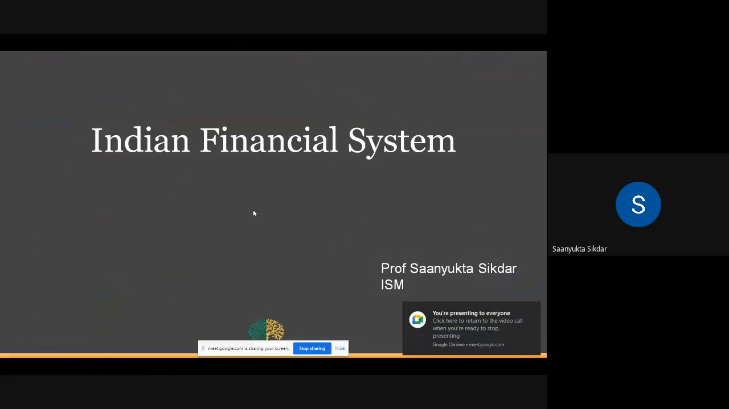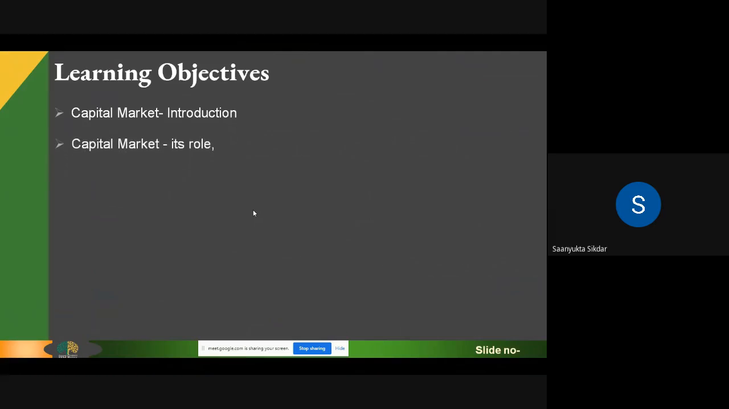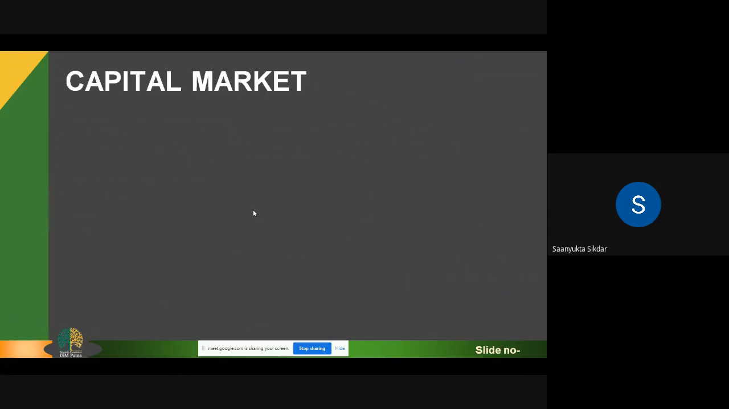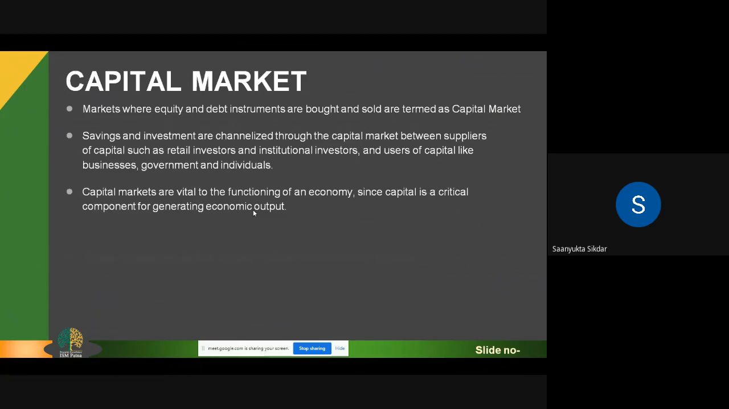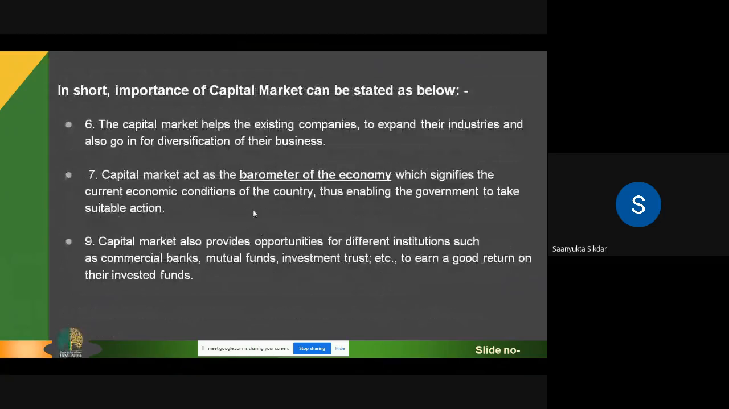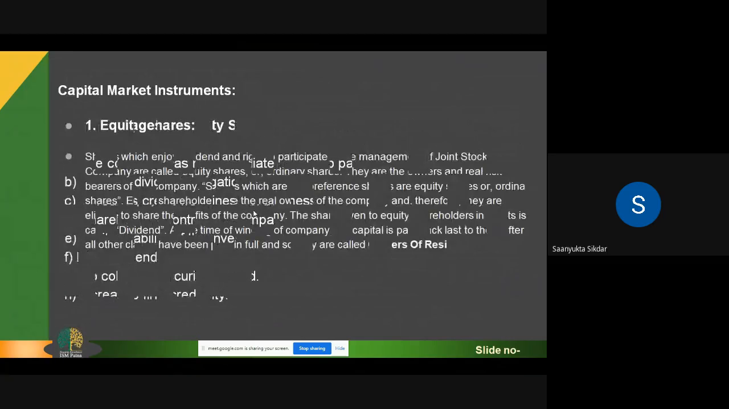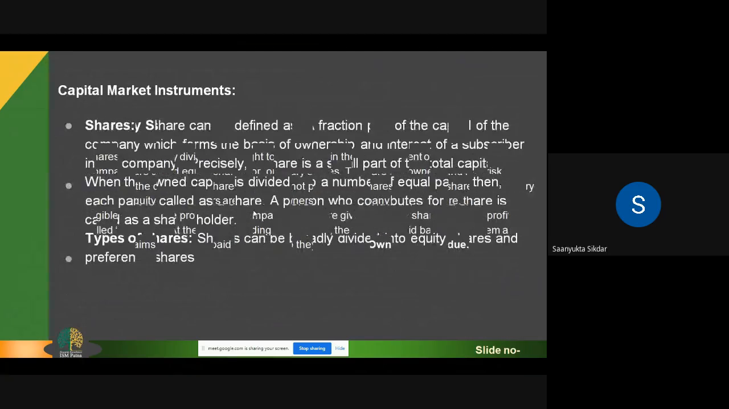Hello everyone. In our last lecture, we talked about capital market, the meaning of capital market, what are the different characteristics of the different financial instruments that are available in the capital market, the role and significance of capital market, and we also talked about the different instruments that are available in the capital market. Now, in this lecture, we are going to cover the different characteristics of the different capital market instruments.